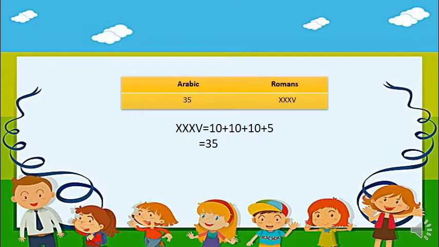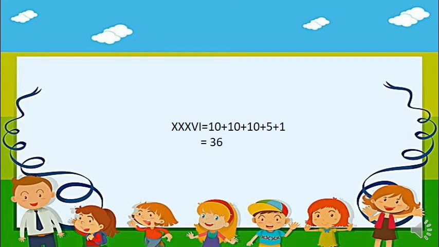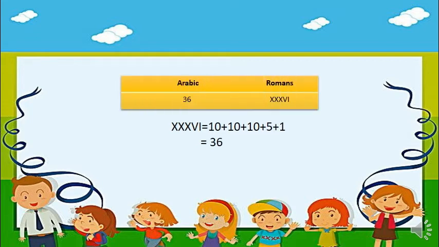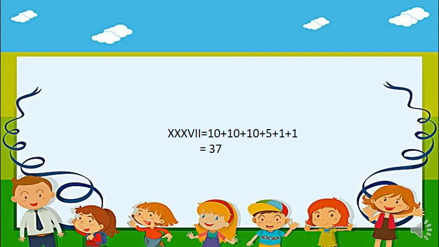Next Arabic number is 35 and the Roman number is triple X V. So here again we will add both these values and the answer is 35. Another Arabic number is 36 and the Roman number is triple X V I. So add these values and the given result is 36.